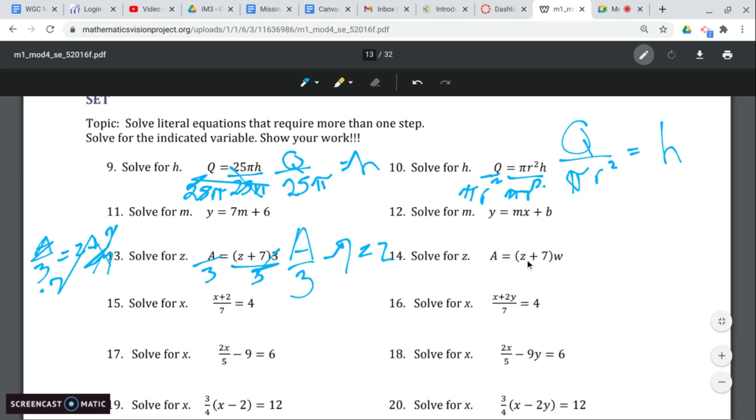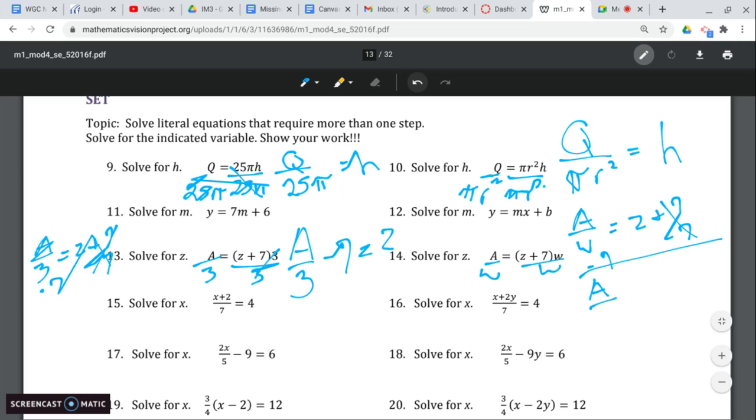All right, we're also doing 14. Notice they're very, very similar, except instead of having a 3, we have a w. So we're still solving for z. What was our first step over here? We divided by the number on the outside of the parentheses. So let's divide away our w. We divide by w. So we have a over w equals z plus 7. Now we subtract the 7. Same thing that we did on the left-hand side. We haven't done any operations differently.